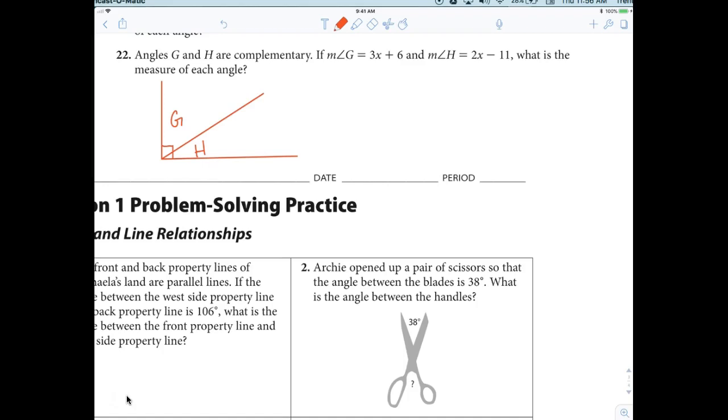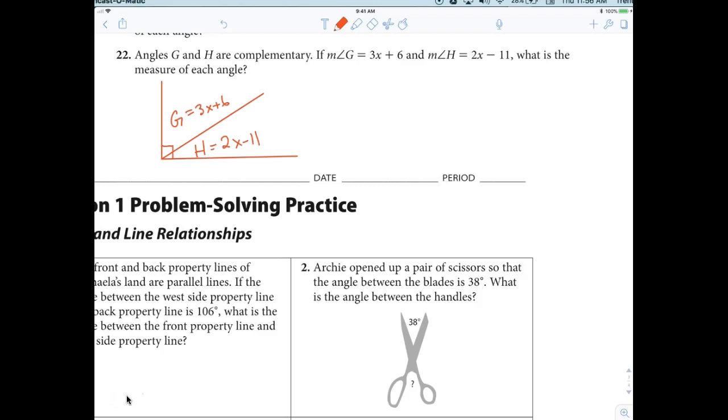Anybody else? They add up to 90. All right, so I want you to put angle G right here is 3x plus 6, and angle H is 2x minus 11. That's how I want you to write that. So now we're supposed to know that they do what? They add up to 90.